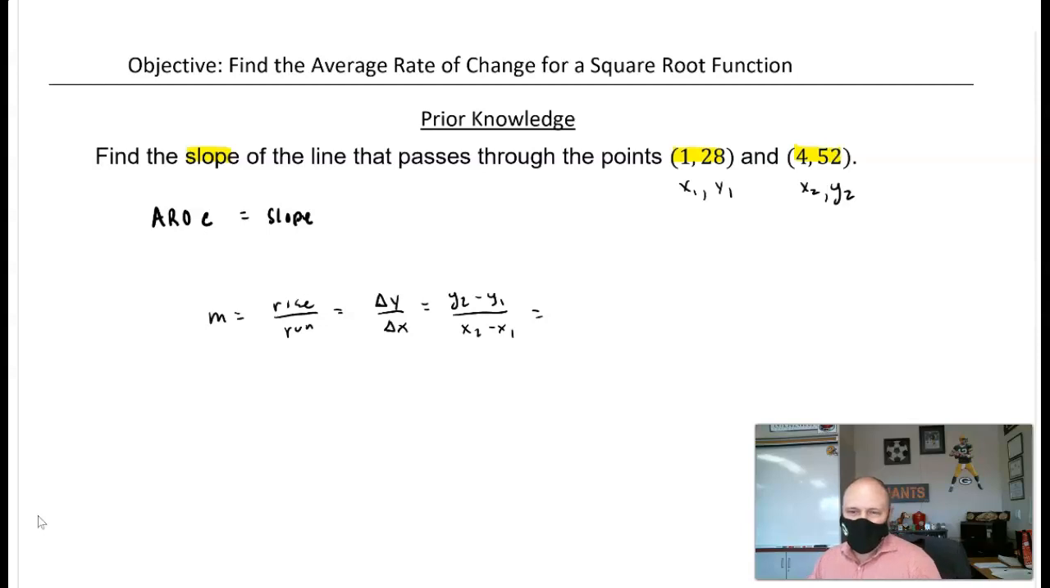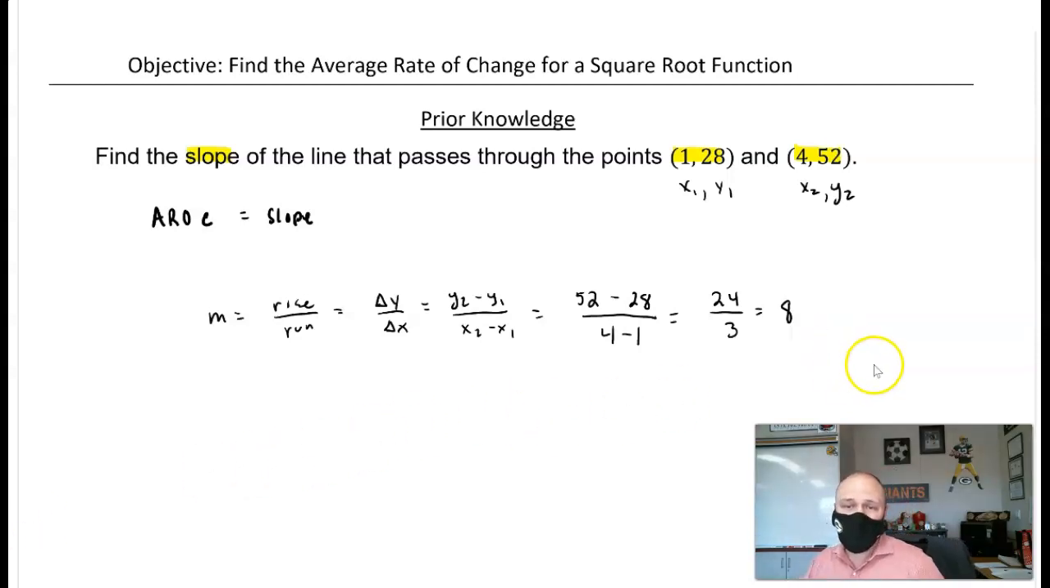All right, hopefully you paused the video and tried that. If I just go ahead and substitute here, y2 is 52, y1 is 28, divided by x2 minus x1, that's 4 minus 1. So 52 minus 28 gives us 24, and 4 minus 1 gives us 3. 24 over 3 is 8. So the slope of this line is 8.